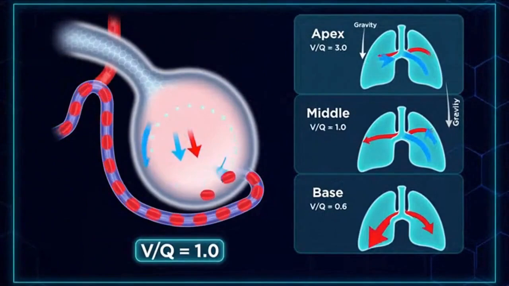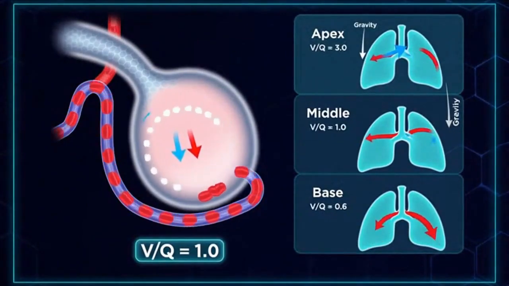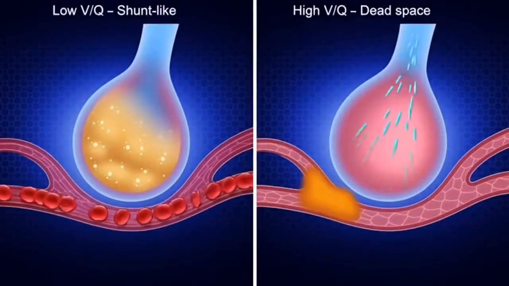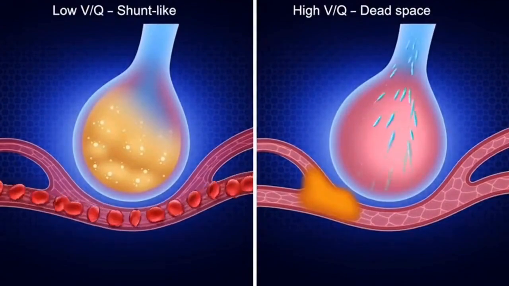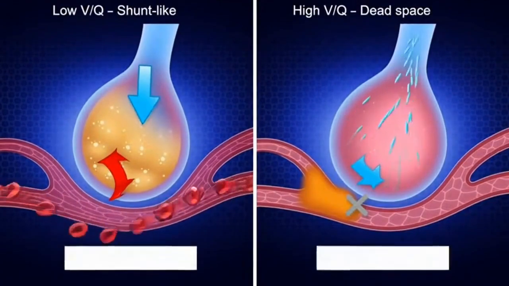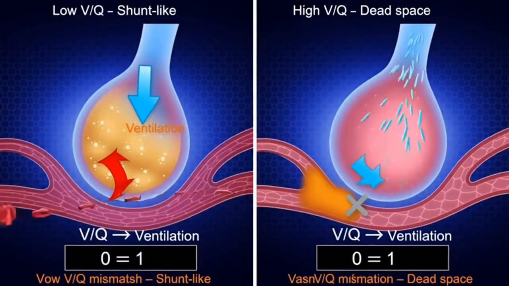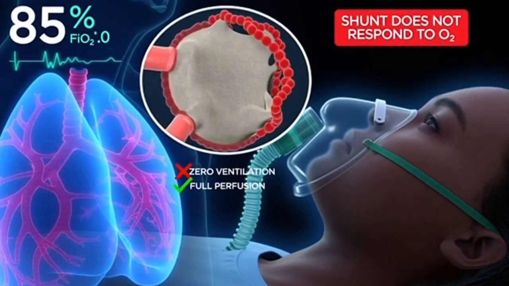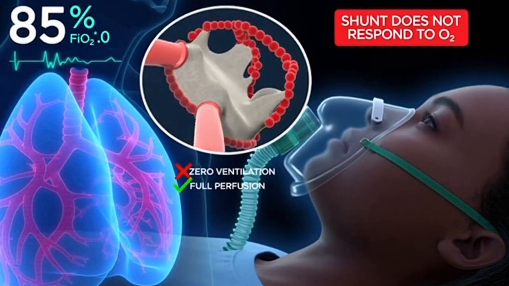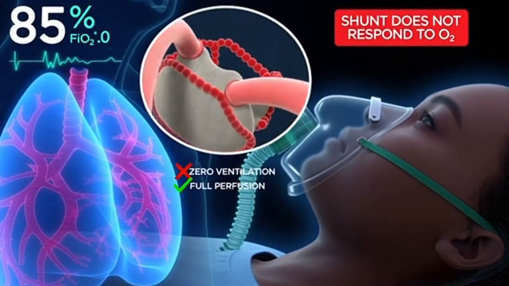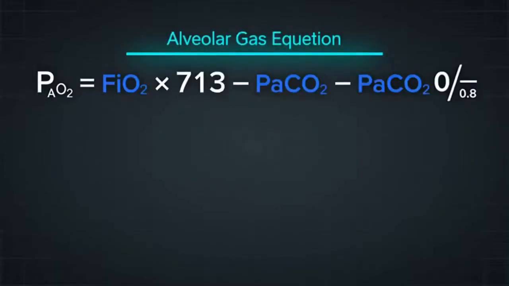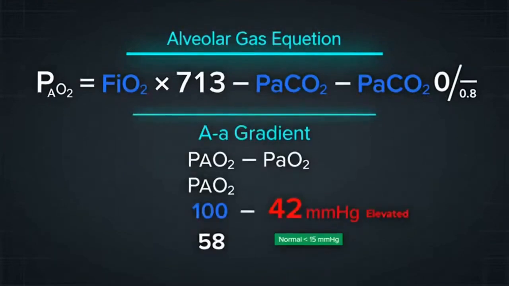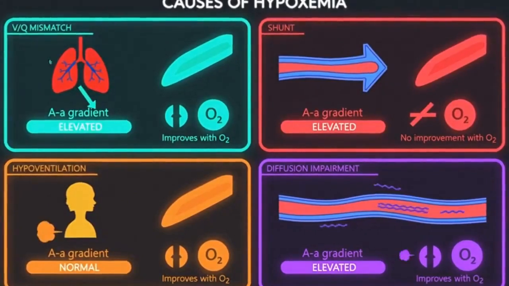Dead space, high VQ, occurs when alveoli are ventilated but not perfused. Classic cause is pulmonary embolism. Blood flow is blocked, so ventilation of those alveoli is wasted. Dead space does not contribute to gas exchange. Physiologic dead space includes anatomic dead space, airways and conducting zones, plus alveolar dead space from unperfused alveoli. Increased dead space causes hypercapnia if the patient cannot increase minute ventilation to compensate.